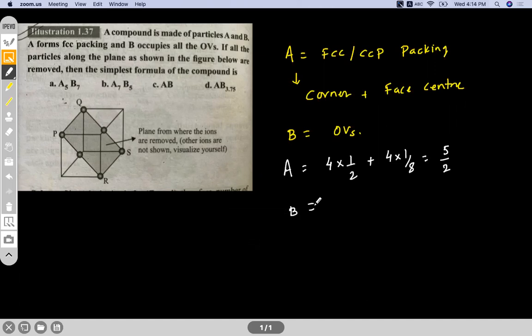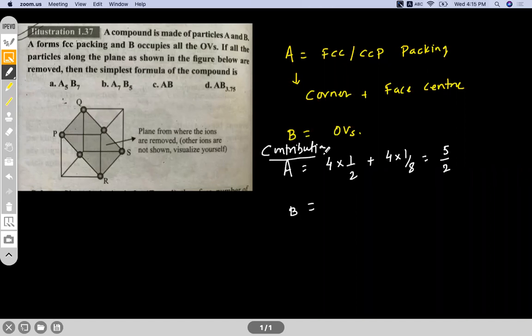It should be only 2.5. Two has been removed. I am considering the contribution. You can consider 2.5 and then subtract, right? I am directly considering here the contribution of A in the unit cell.